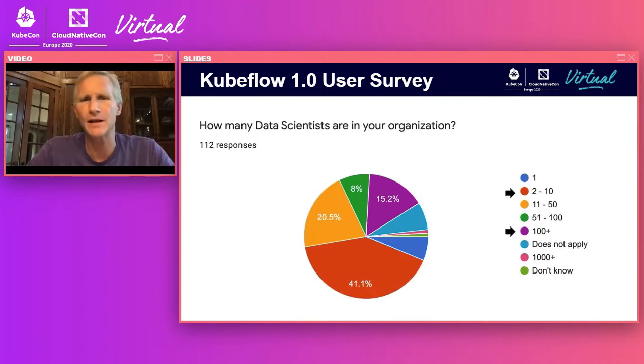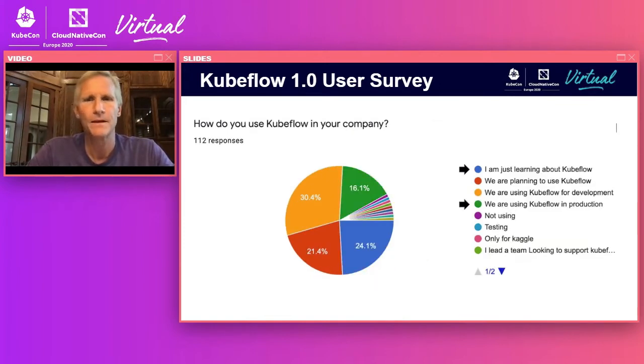And how many data scientists in your organization? So you can see here that almost 50% of the organizations have less than 10 people. But again, you have some organizations that have over 100 data scientists. So if you have 10 data scientists or less, your needs may be a little bit different than if you have 100 data scientists.